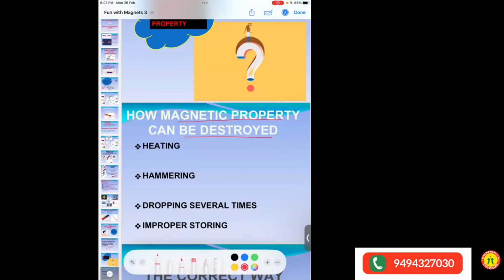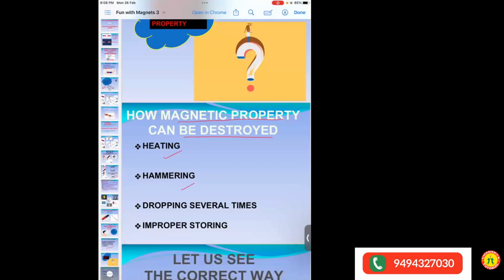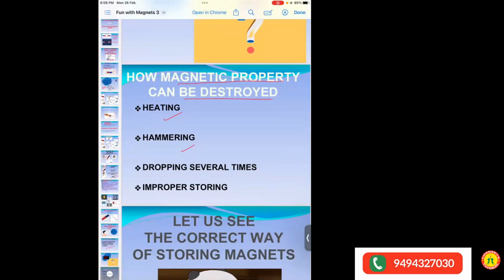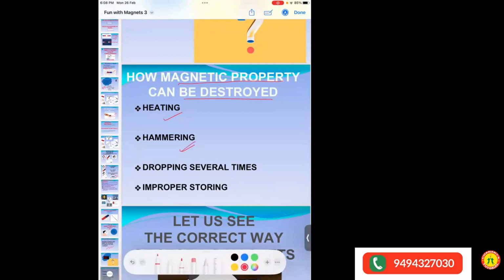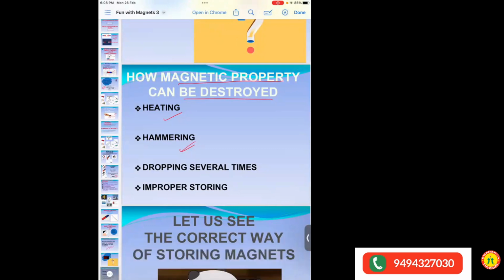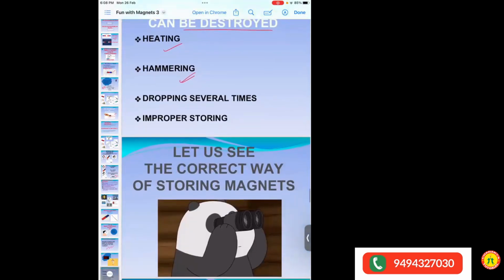So if we want that magnet should not work, heating is the best way. Second one, hammering. As I said, if I broke that one piece into 5 pieces, the magnetism will still work, but not as a good attraction. But in the case of hammering, we will be beating it a lot into small powder pieces, so that it will lose its magnetic property.